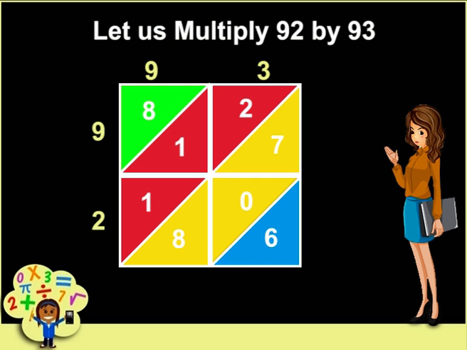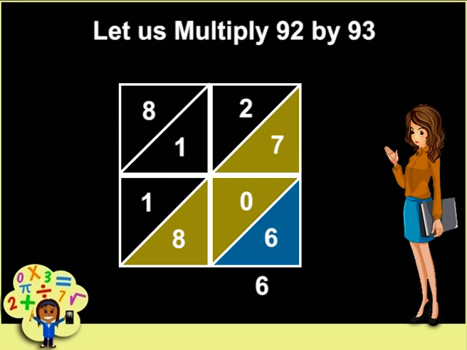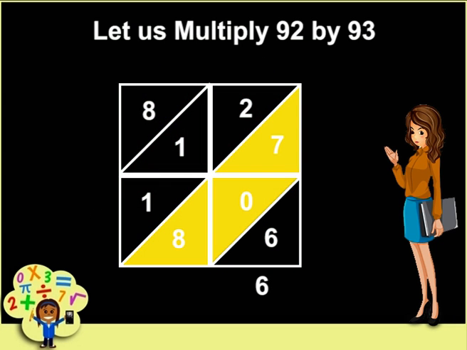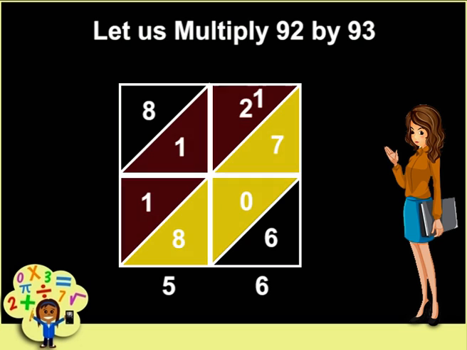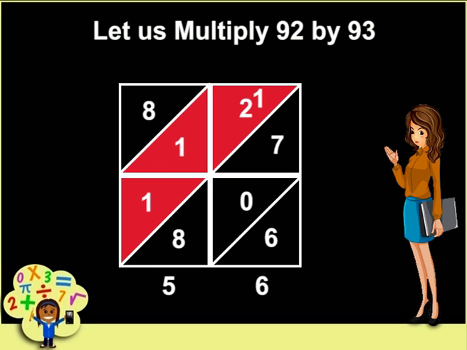To get the final answer, we will add the numbers in each diagonal starting from the rightmost diagonal. In the first diagonal, the answer is 6. In the second diagonal, we will add 8, 0 and 7. 8 plus 0 plus 7 is 15. We will write 5 in the second diagonal answer and carry 1 to the third diagonal. Then add the numbers of the third diagonal, that is 1 plus 2 and a carryover 1. The answer for this diagonal is 5.